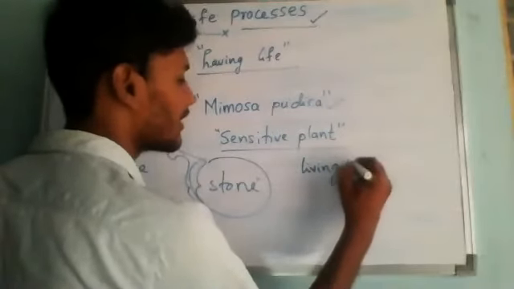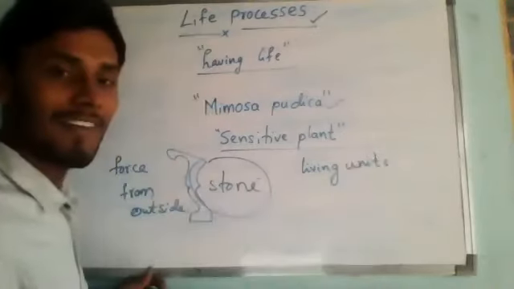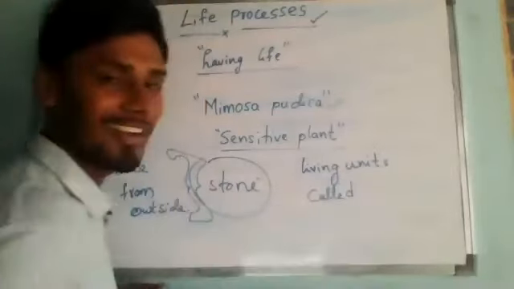called as what? The living units are called what? Cells. Very good. So the living units which we call cells.